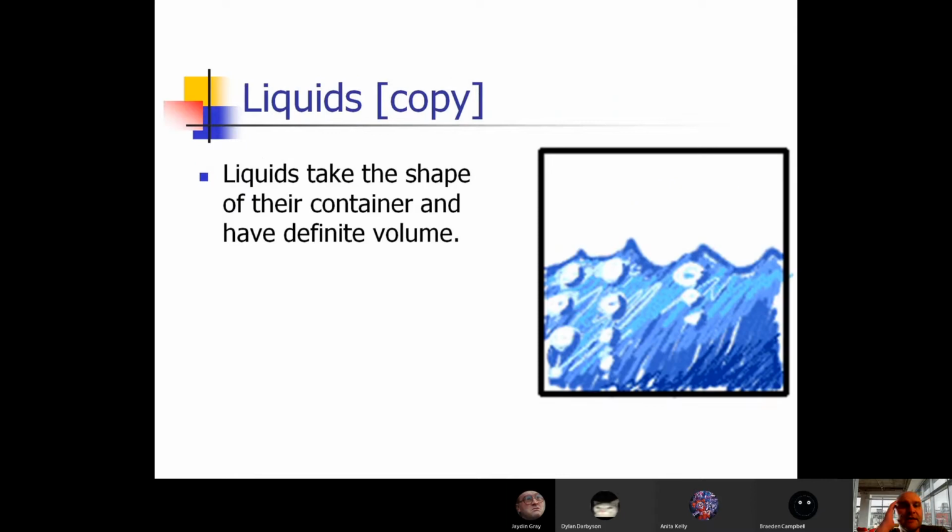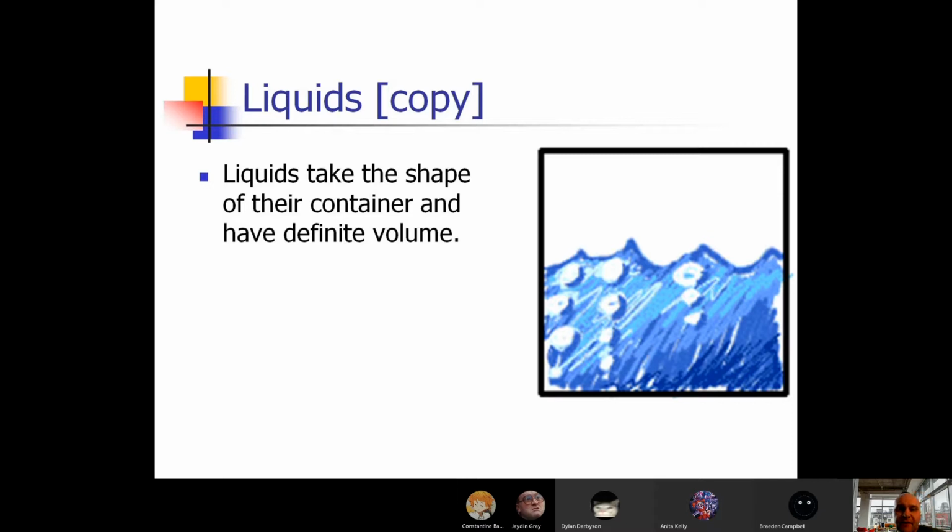Next one here is for liquid. Liquids take the shape of their container and have definite volume. So if you have 100 mils of water, it's still 100 mils, but obviously that water can move around and take the shape of its container, be whatever form it needs to be, or fill whatever area it needs to fill. So that would be our liquid.